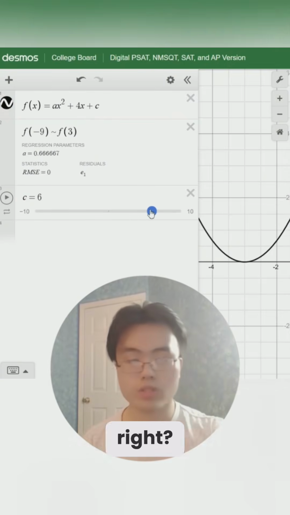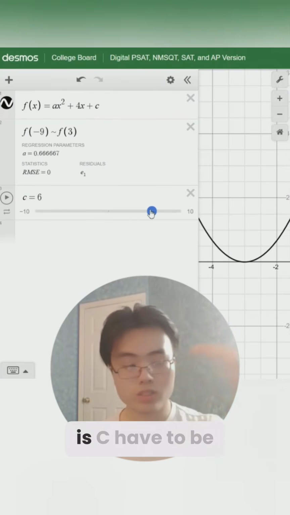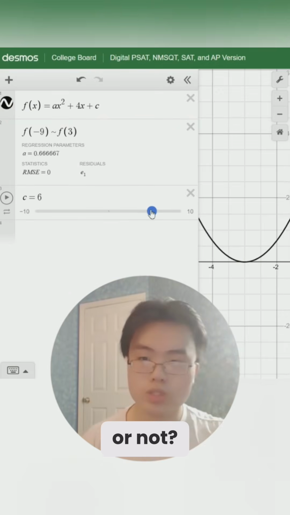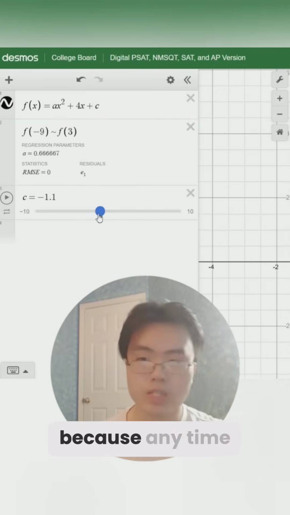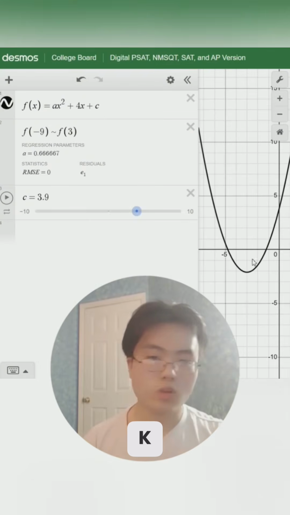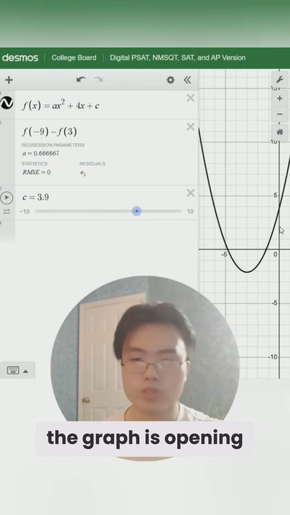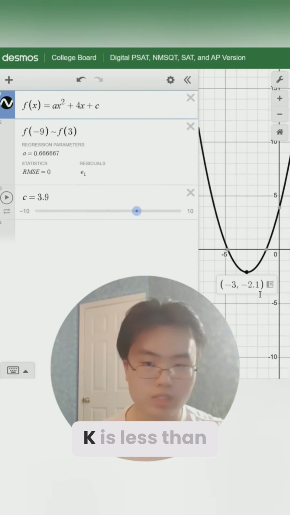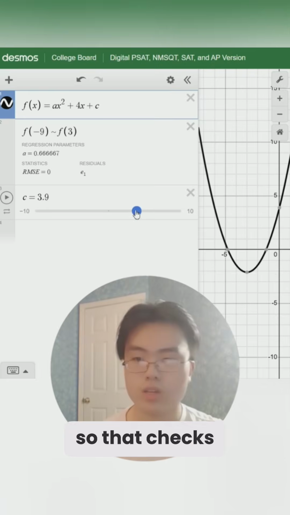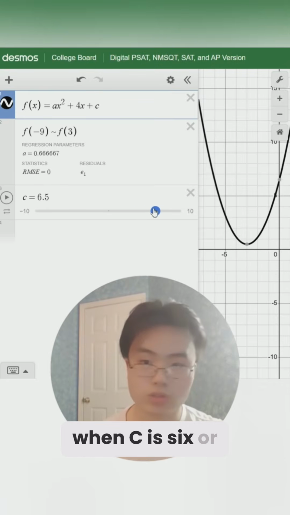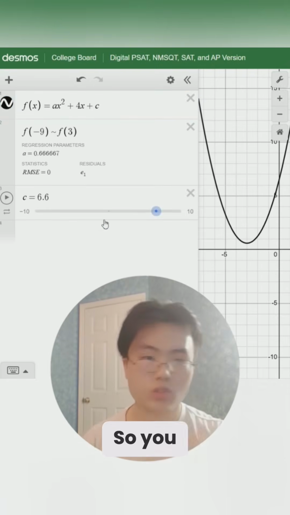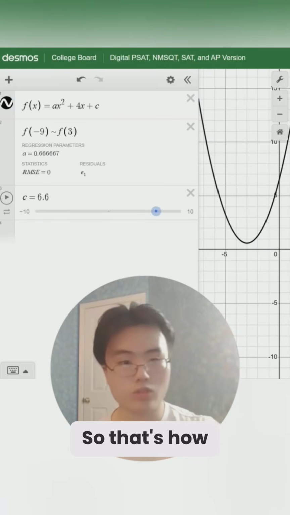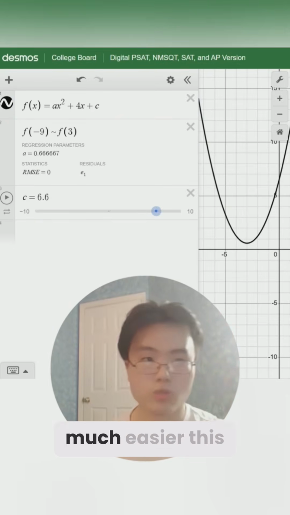So that could be a condition, right? For example, if the question asked, does C have to be less than 6 or not? You would know that must be true. Because anytime C is less than 6, it all checks out. The graph is opening upwards, and K is less than 0. And when C is 6 or greater, that doesn't check out. So you know that must be true. So that's how you can solve this question using Desmos. And I think it's much easier this way, actually.